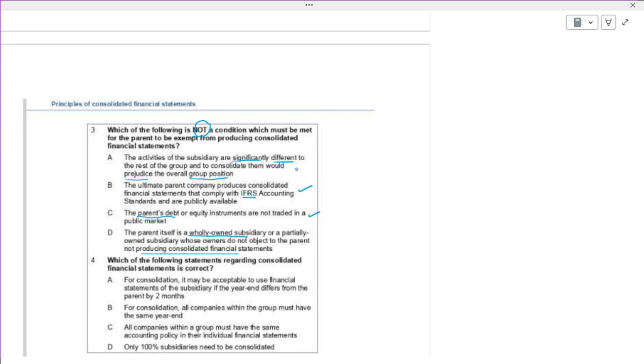See, what is not a condition? These are all conditions: you have to produce a consolidated statement, it should not be traded in the public market, it is itself a subsidiary, and its owners should not object to not producing consolidated statements. But it's not a condition that the subsidiary has to be significantly different from the rest of the group. If you are in tourism or hospitality, you can buy an oil company.